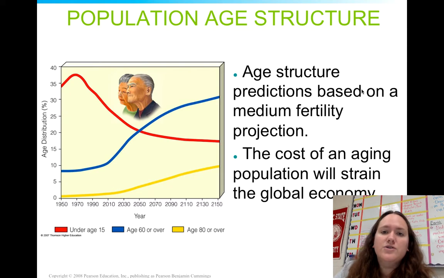So looking at our age structures, it really depends on your fertility projections. You can have different things happening in different places. So what this graph shows you is the population of people under the age of 15. Now, typically, that is going to go down as you are developing and becoming more developed. Your population of people who are over 80 is going to increase because you're able to live longer. And so your overall population, your 60 or over, is also kind of increasing. So this is kind of showing you what an age structure prediction might look like with fertility projections.